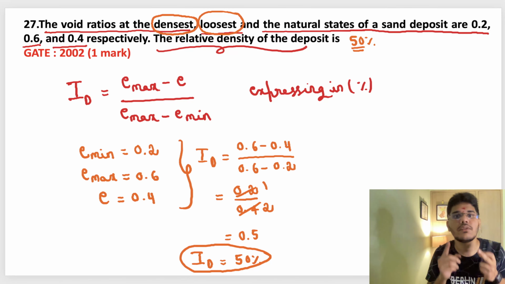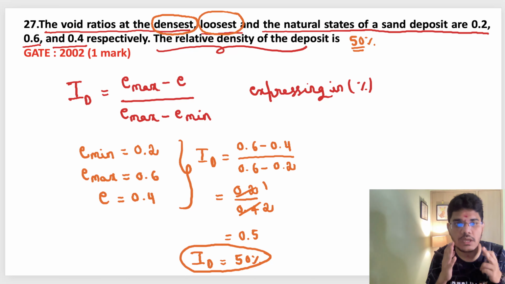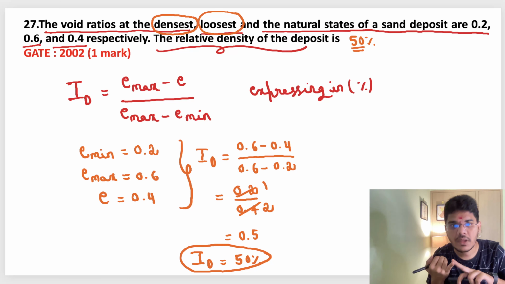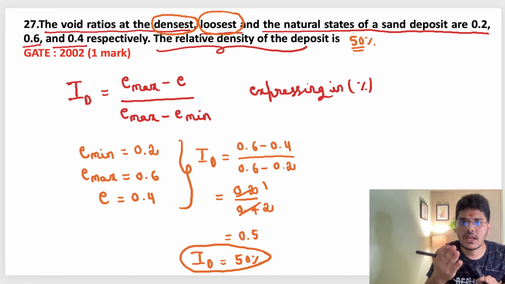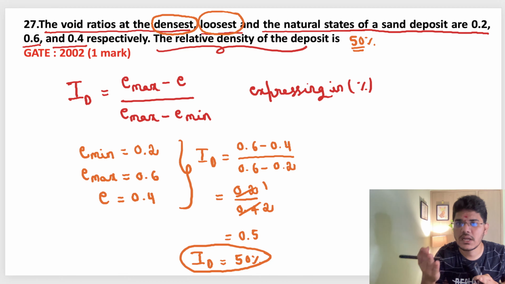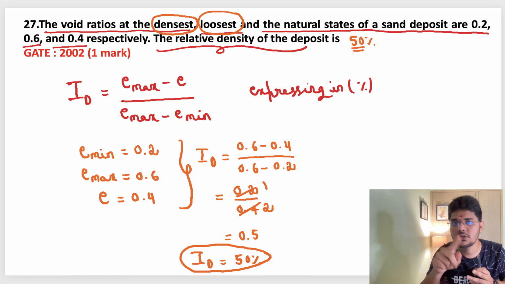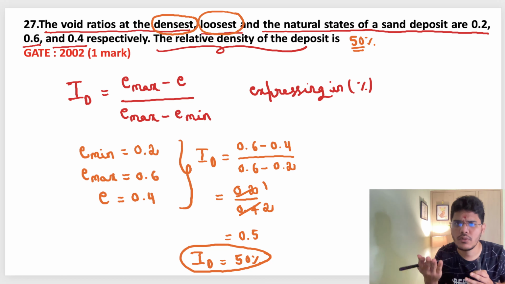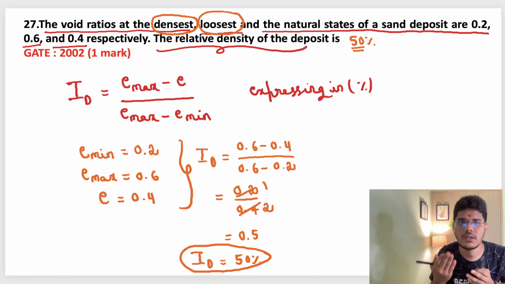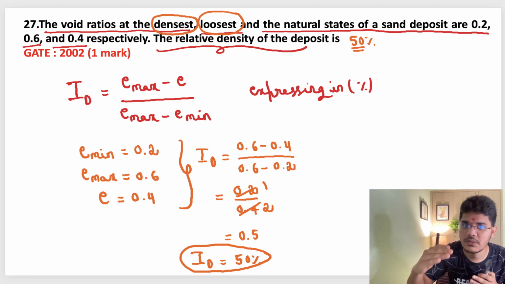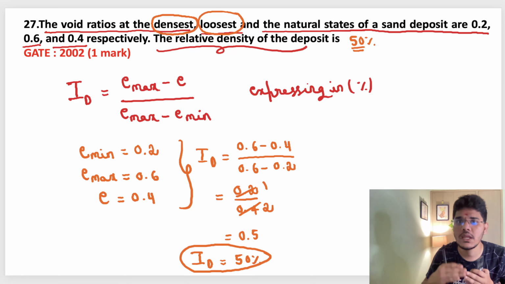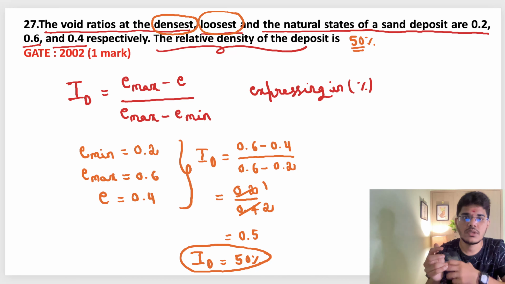Okay, this is actually formula based question only. We just have to know how to identify E max and how to identify E minimum. Anyway, in natural state of sand deposit, the void ratio will be small e only. So densest state means minimum void ratio, loosest state means maximum void ratio, natural state means void ratio in its natural state, that is small e. So this is about this question.